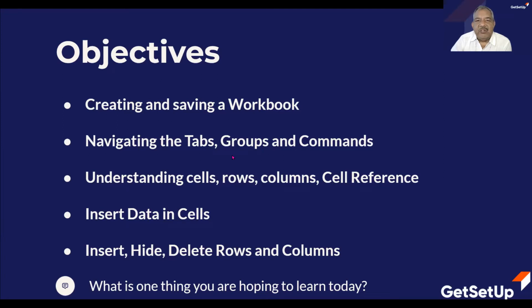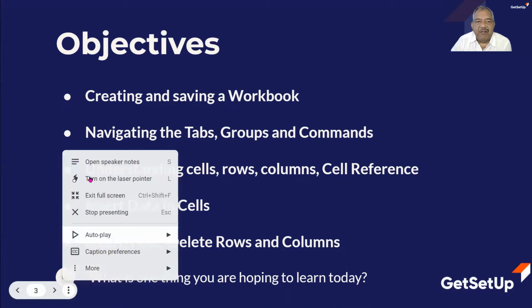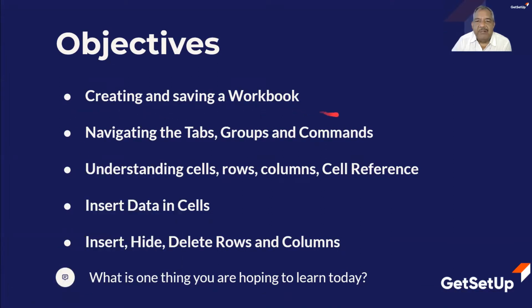Moving ahead into navigating the tabs, groups, and commands. These are all sections of the ribbon, as we call it in the MS Office suite. So a ribbon comprises tabs, groups, and commands. Beyond that, it would be understanding cells, rows, columns, and cell reference.